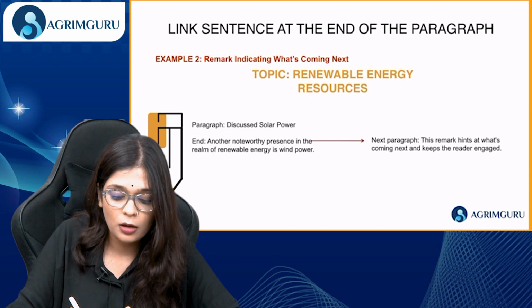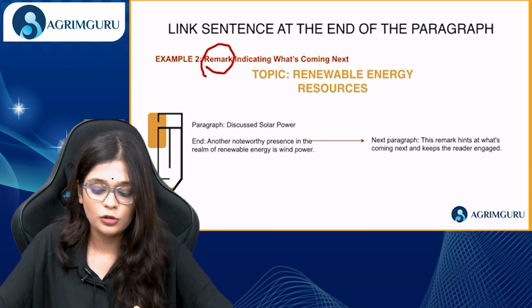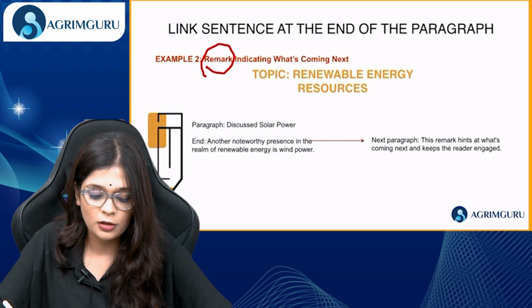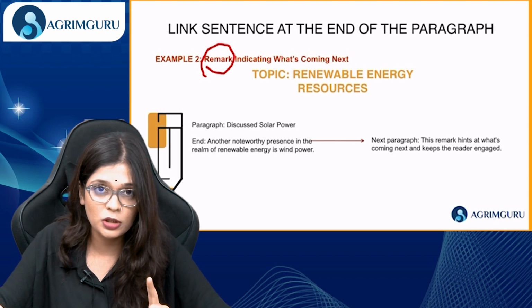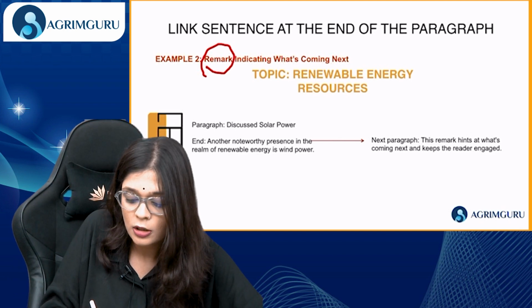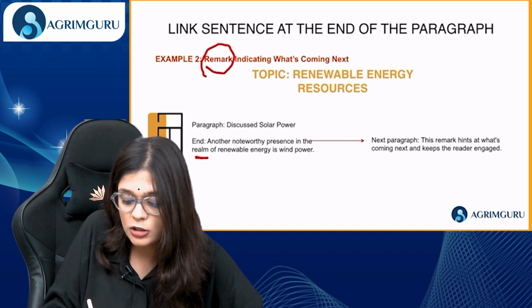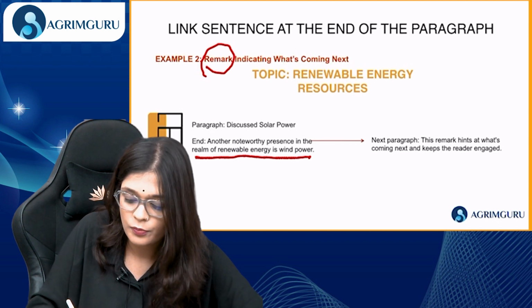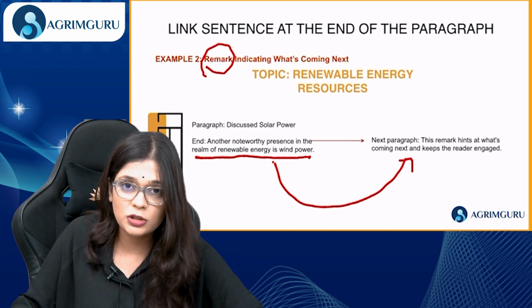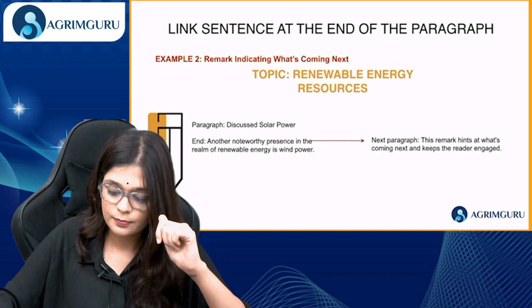Next, using a remark. For example, your topic is renewable energy resources. You've discussed solar power in your paragraph. At the end of the paragraph, you can make a statement. You can remark that another noteworthy presence in the realm of renewable energy is wind power. So what are you telling the reader? That in the next paragraph, you will be discussing wind power. So this will keep him engaged.